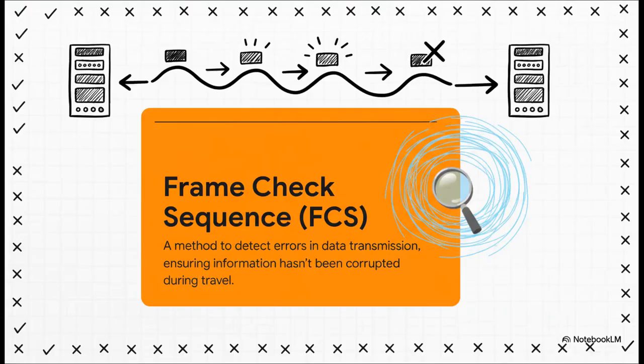So what is it? Okay, so think of FCS as a digital proofreader for your data. It's this small, unique code that gets attached to every single chunk of data sent over a network. And its only job, really, is to be a quick mathematical check to make sure the data hasn't been scrambled by electrical noise or any other kind of interference during its trip.